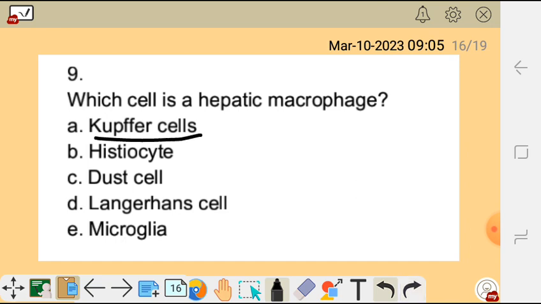So the Kupffer cells in the liver, histiocytes in the connective tissue, dust cells in the respiratory tract, on the airways, we find what we call dust cells. And then the Langerhans are in the skin, and the microglia are found in the nervous system. But the hepatic macrophages are found in the liver. So the correct answer is the Kupffer cells are hepatic macrophages.